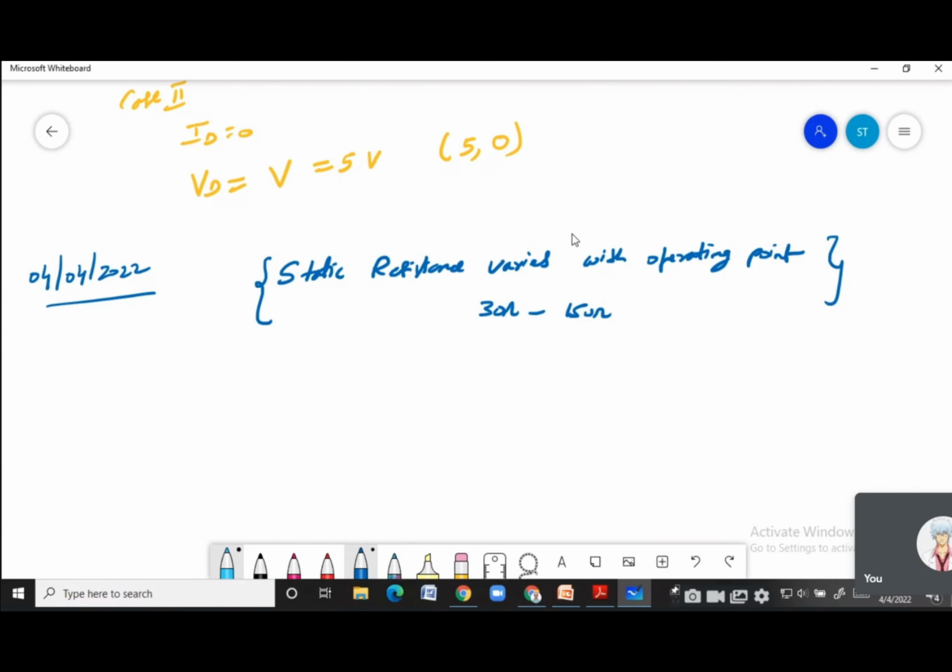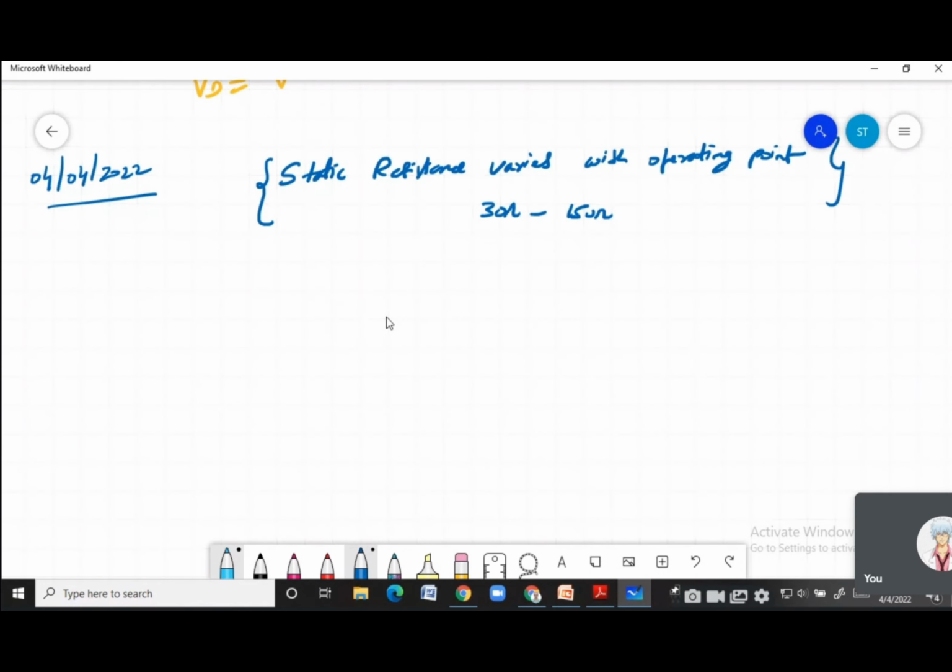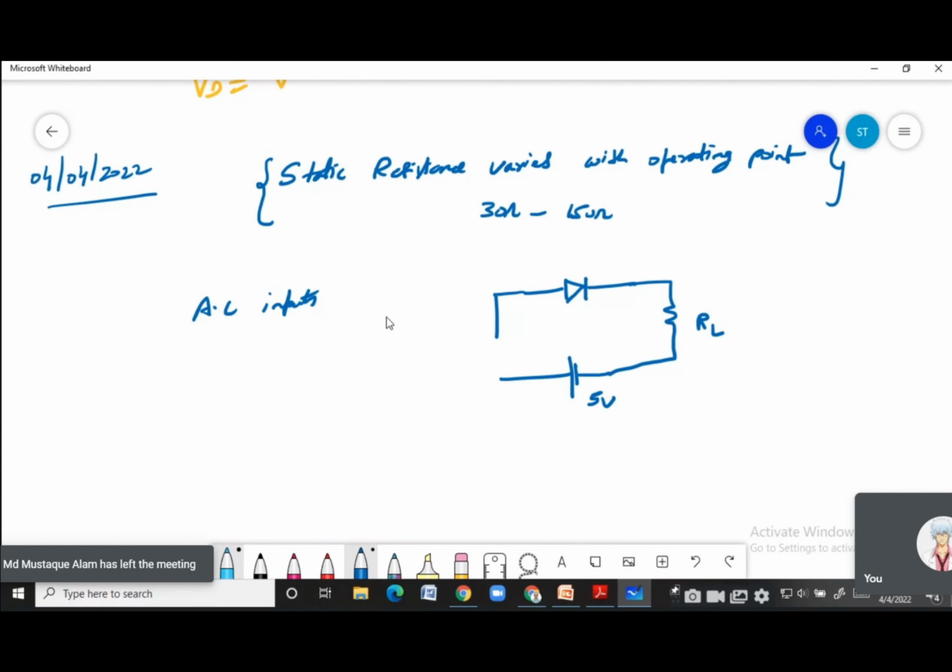But in most of the applications, you're going to use AC inputs. So this is a diode. What you have done till now is apply a DC voltage and a load resistor RL. We said that suppose this was 5 volts. You have selected the operating point by applying this DC voltage. So when you apply a DC voltage of 5 volts, you know that you are going to be at the operating point Q1.